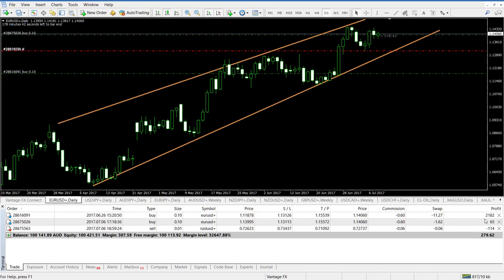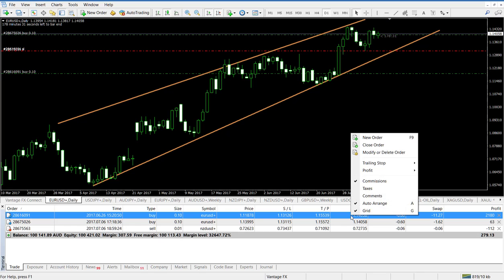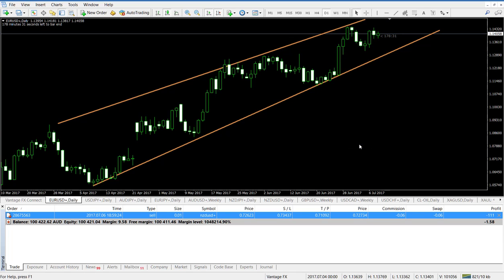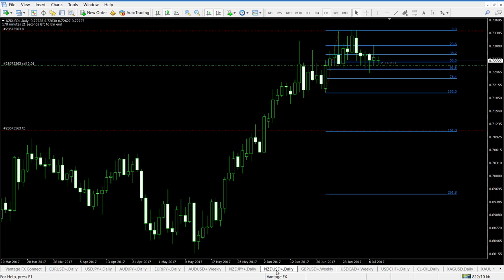At the moment, the first position is 218 pips and the second position is 6 pips. I'm gonna close both. I don't like it. That's enough for me. And yeah, I'm closing these two positions. The only position I have is New Zealand US dollar. Let's check that.